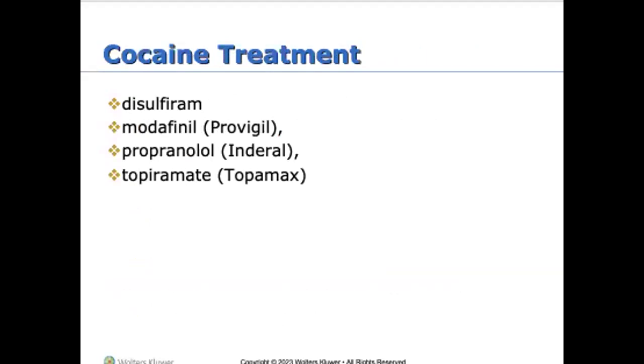For cocaine, there is actually no drug that's really assigned for it. However, we do have these four medications that are used off-label to decrease the cravings that people experience for cocaine, and those are listed here. And that is actually it for our pharmacological section.